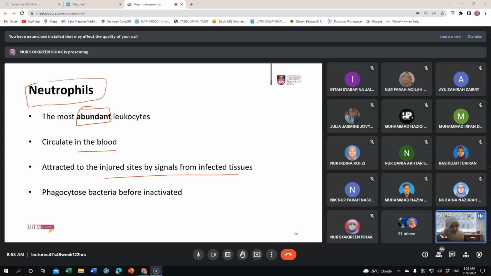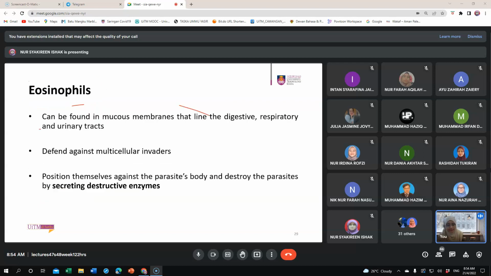And then, once the neutrophil reaches the wound area, you have a cut. For example, the cut is exposed, so you have a higher chance of pathogens entering that cut area. So then, the neutrophil will engulf any pathogen or bacteria before the bacteria manages to enter deep into your body. Okay, so it phagocytoses bacteria before they are inactivated.